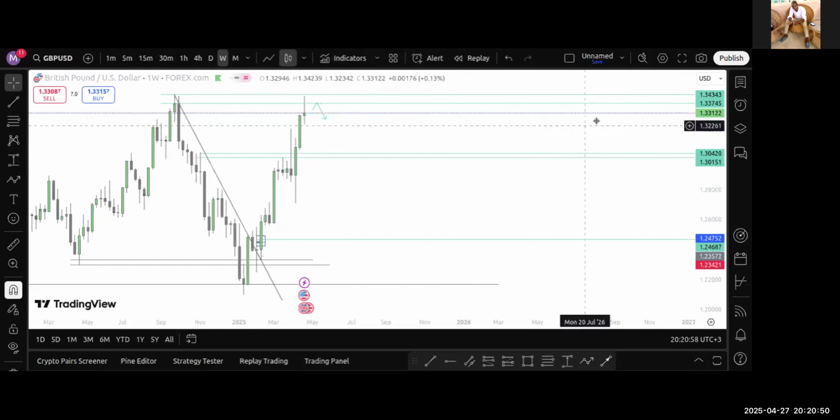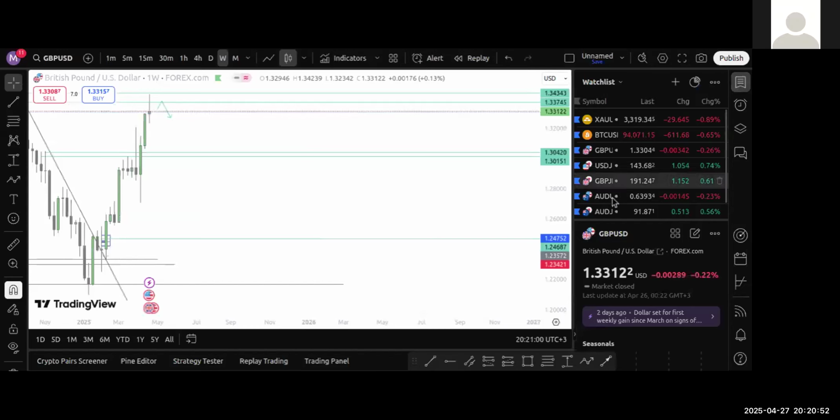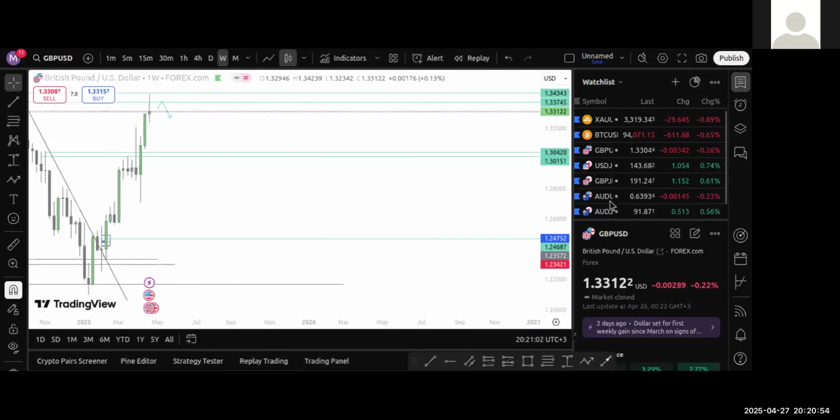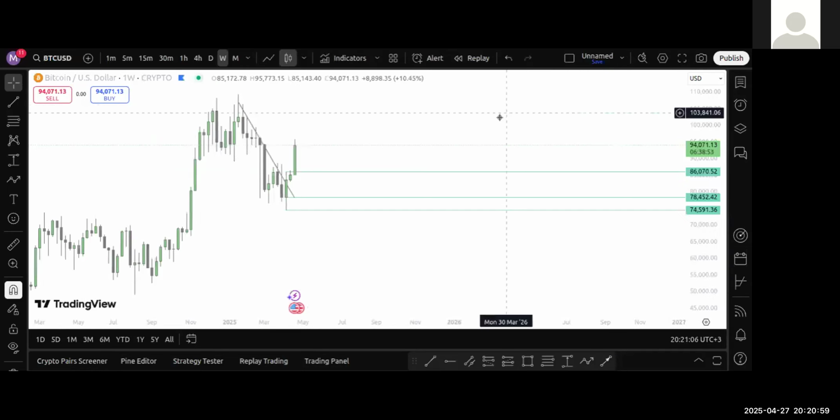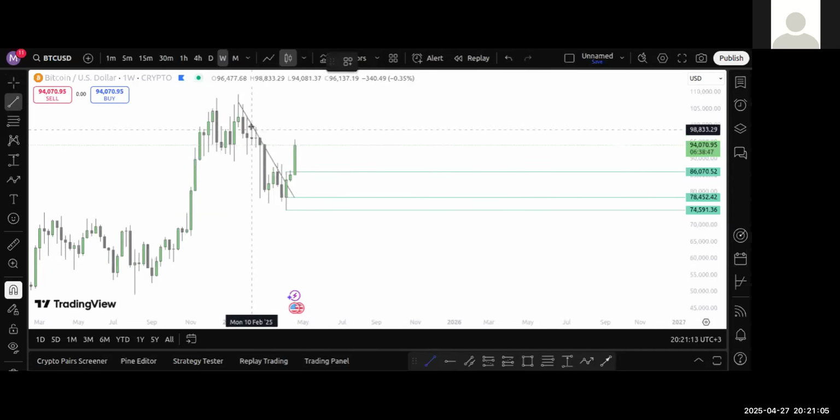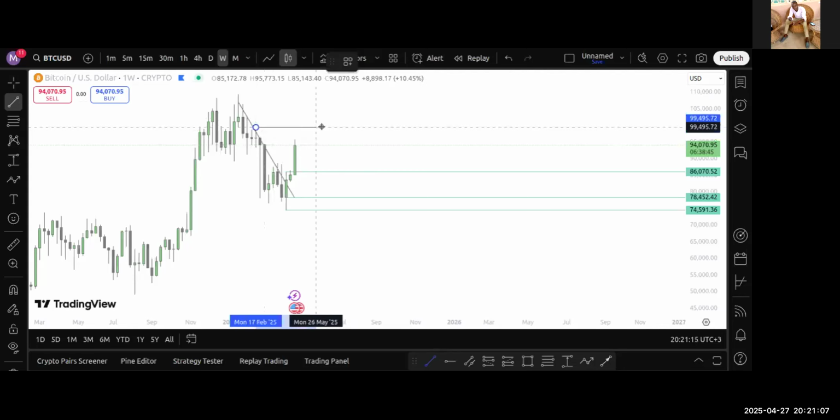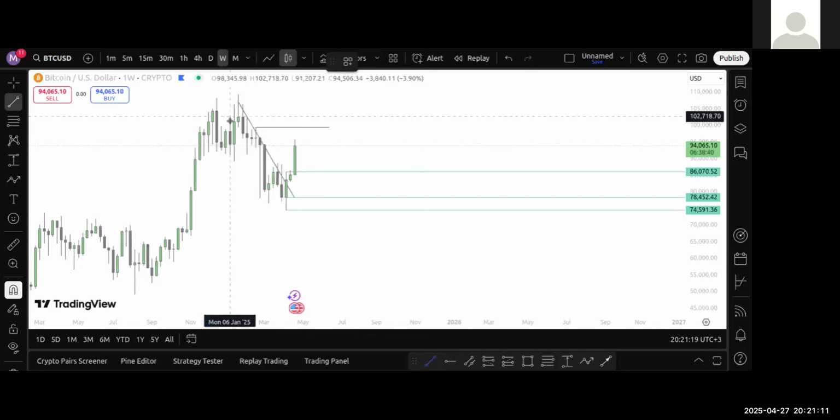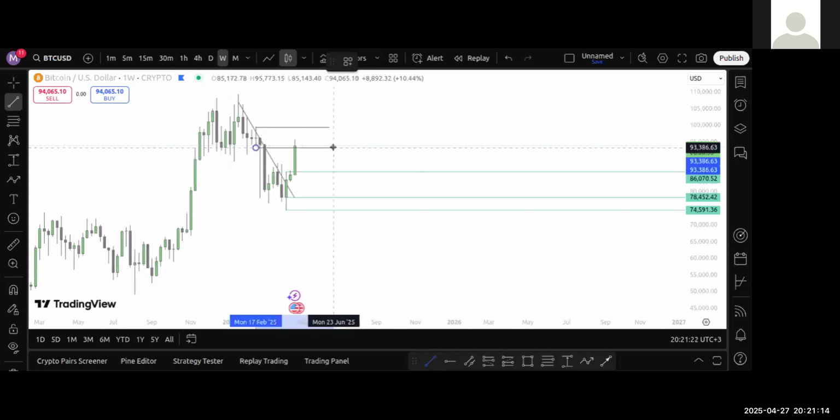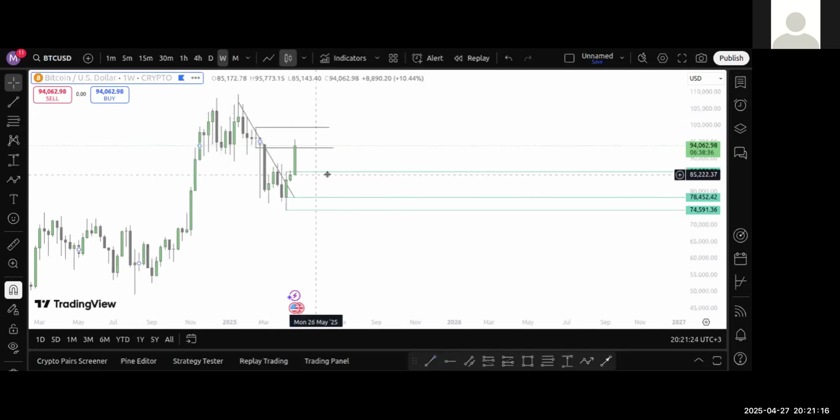Now I'm going to move to BTC, but if you find that you have a question on GU, feel free to ask. So for BTC, this was my point of interest. The other is where I had analyzed actually. This is my point of interest over here. And remember, this is the weekly time frame. So I was expecting price to come here.